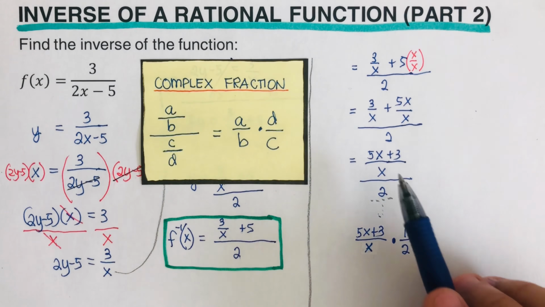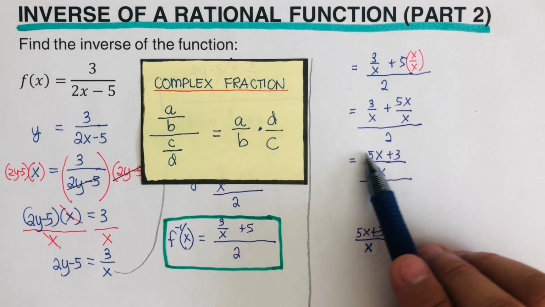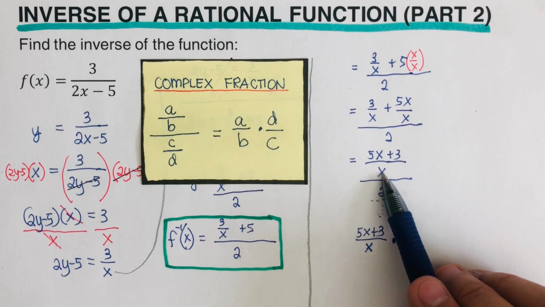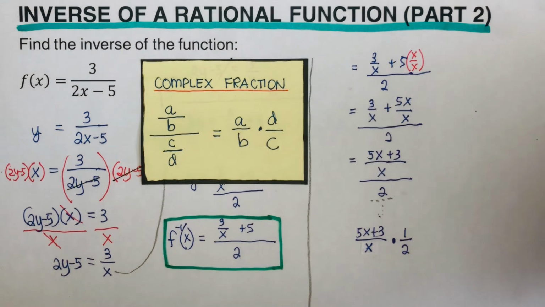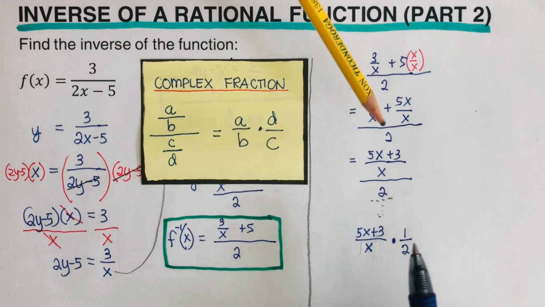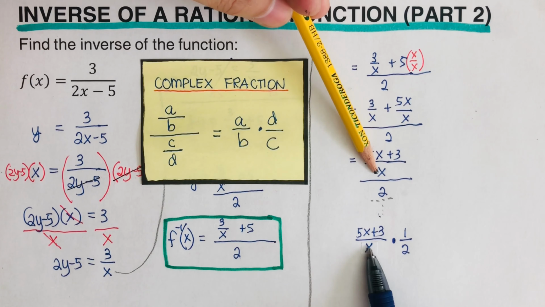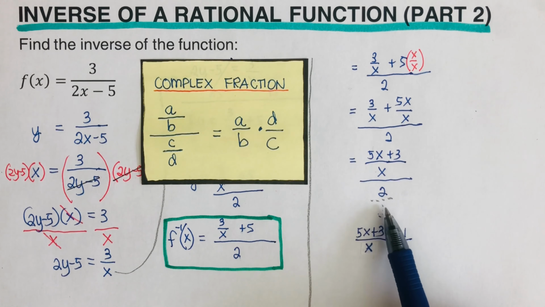Okay, so what I did here was this is the A and this is the B. So I wrote it down here. So that's A over B. So I go ahead and write A over B. And then this one right here is 2 over 1. There's an invisible 1 right here.